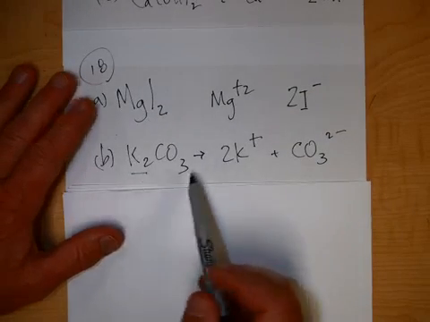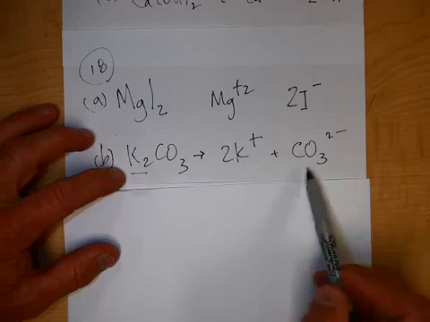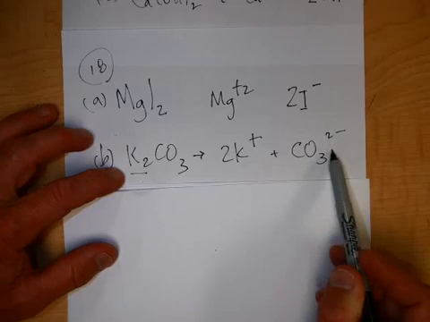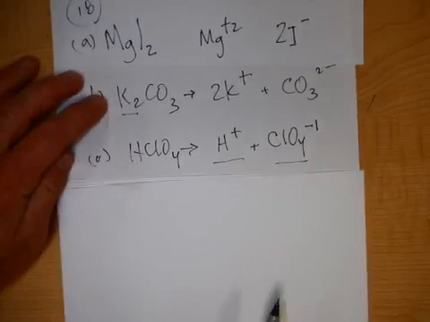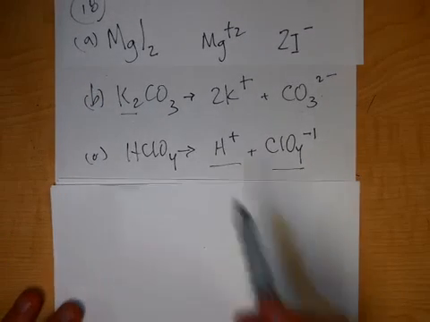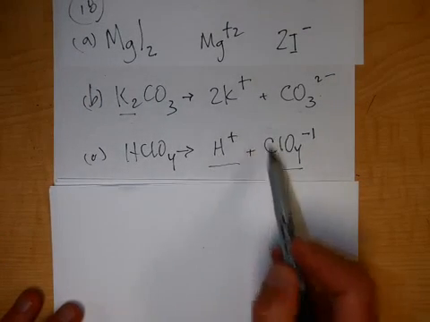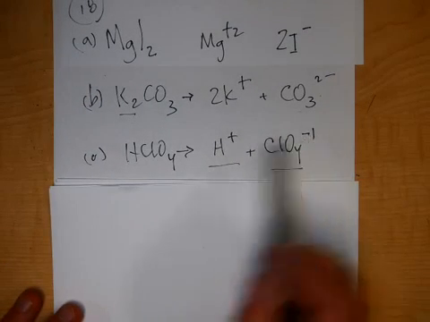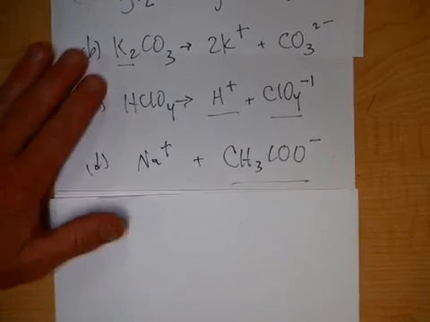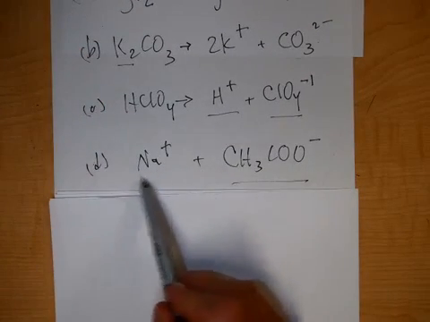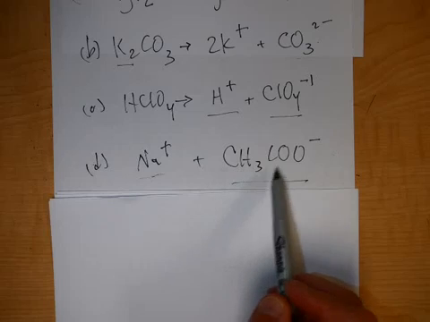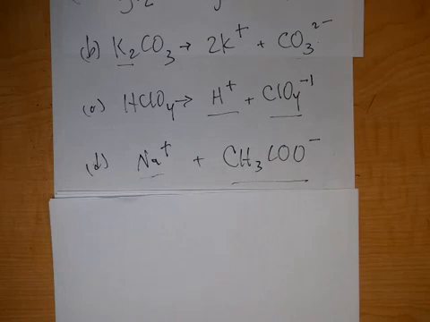Potassium carbonate will dissociate to give you 2 K+ ions and a carbonate -2 ion. HClO4, a strong acid, will dissociate to give you H+ ions and a ClO4- ion, 1 of each. And lastly, sodium acetate will give you sodium ions and the CH3COO, another way of writing acetate ion, 1 of each.